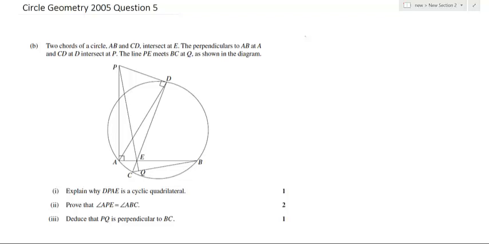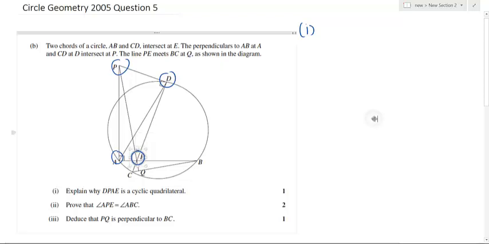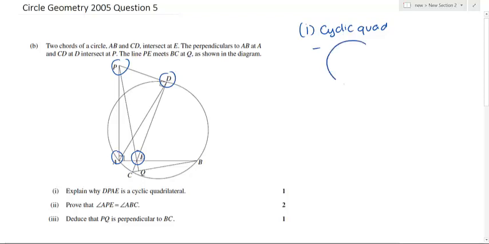So part 1 is explain why D, P, A, and E is a cyclic quad. Before we begin, let's think about cyclic quad properties. One of the properties they have is that the interior opposite angles are supplementary. So these are the two interior opposite angles. They're opposite each other, they're supplementary, so they add up to 180.